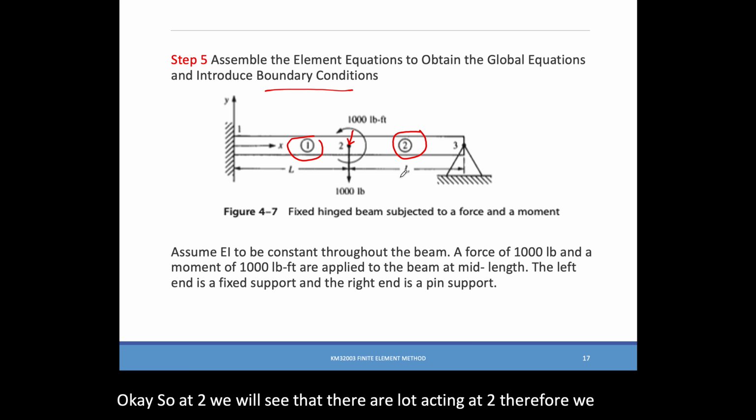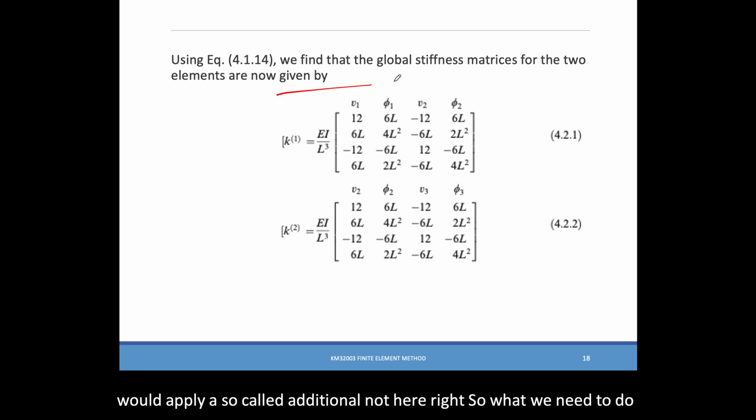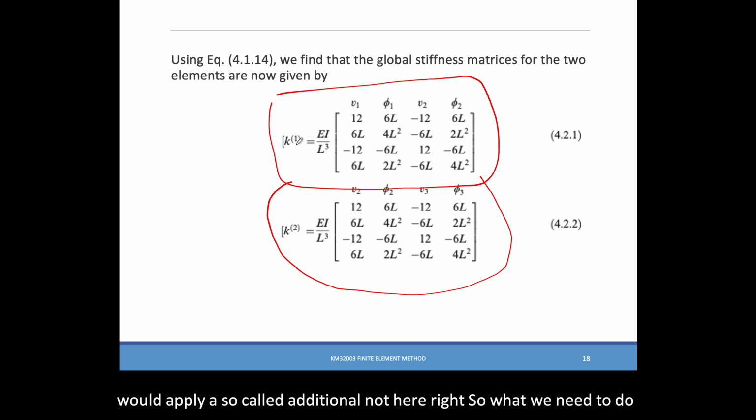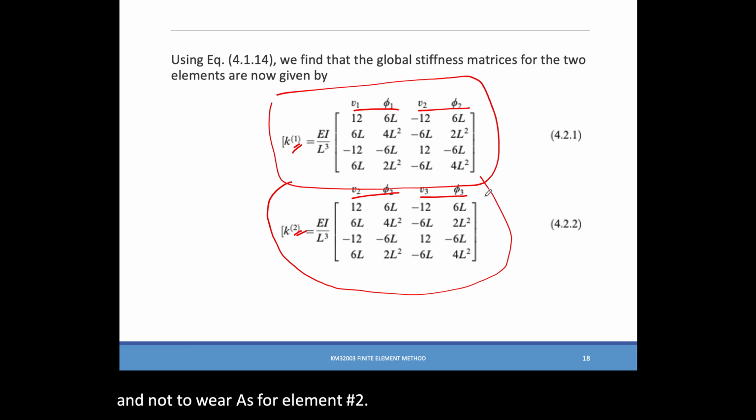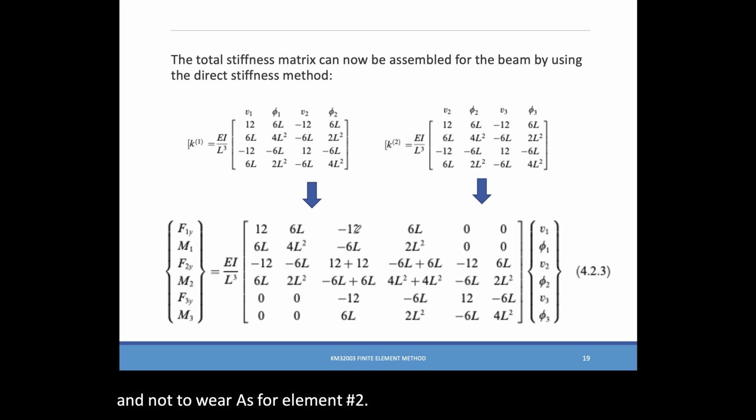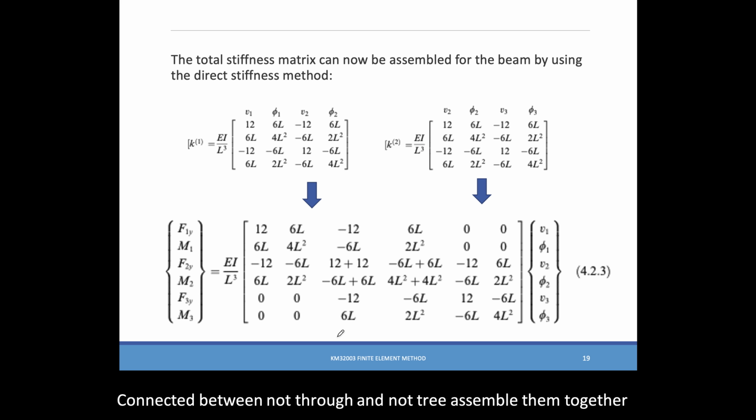All right, so what we need to do is form the respective stiffness matrix for every single element. Element number 1 is connected from node 1 and node 2, whereas element number 2 is connected between node 2 and node 3. Okay, assemble them together as in the previous direct stiffness method, and you will obtain these equations, 4.2.3.